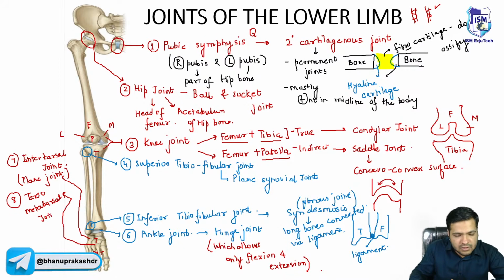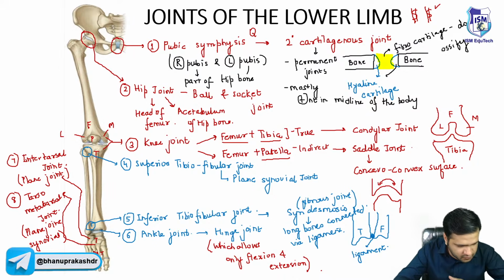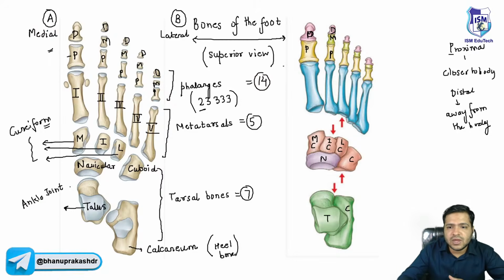Tarso-metatarsal joint. And remember, these are all synovial plane joints. If you want to see over here, beta, you can very well see which bone this is. These are the tarsals.